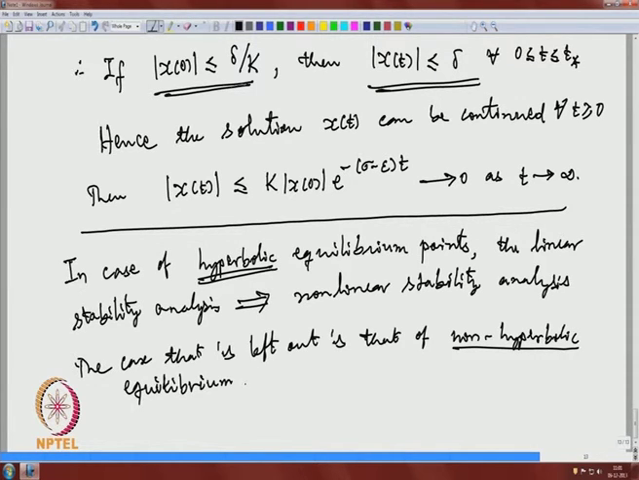Okay. And this one is more effectively handled by Lyapunov functions, and that will be the topic of our next discussion, next class. So, the Hartman-Grobman theorem and Perron's theorem take care of the case of hyperbolic equilibrium points, and the non-hyperbolic equilibrium point case will be handled by Lyapunov functions. Okay. Thank you.